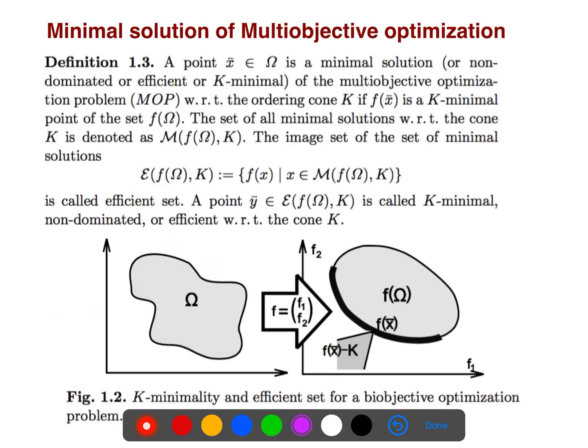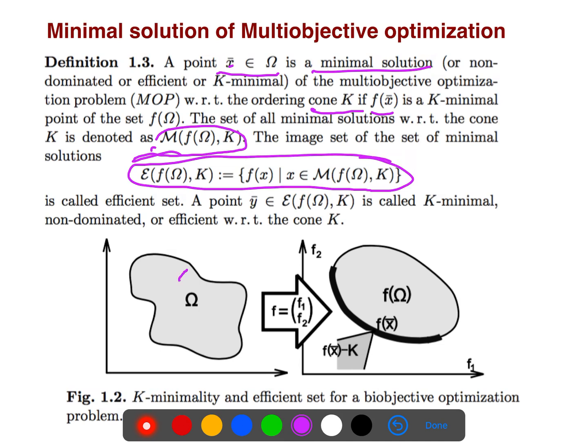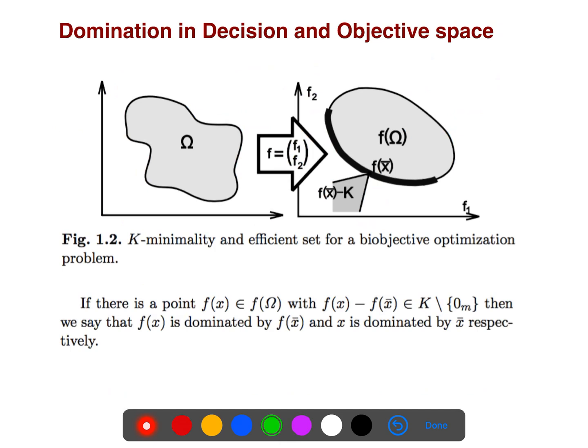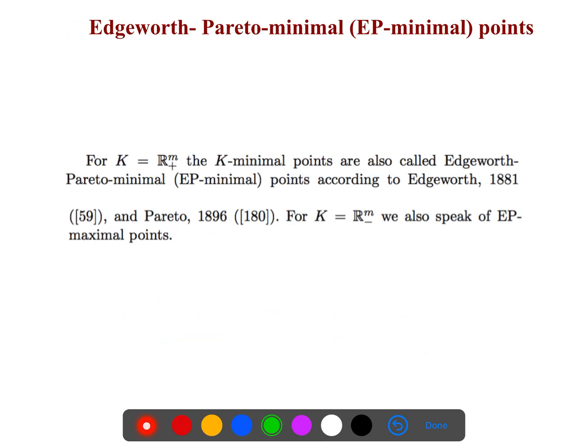So, the minimal solution of a multi-objective optimization problem. When we say a point x bar in decision space is a minimal solution with respect to the ordering of cone K, if f of x bar is a K-minimal point, the set of all of them is called M. And the image of that, we call the efficient set. So we go from the decision space to the objective space. I'm just reviewing. And if there is such a point, then we say that f of x is dominated by f of x bar, and correspondingly in the decision space, we say x is dominated by x bar. And if it is a special cone, then we say it is an EP-minimal point. We can talk about that later.